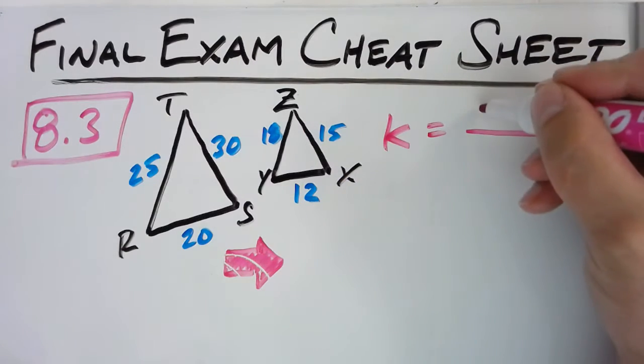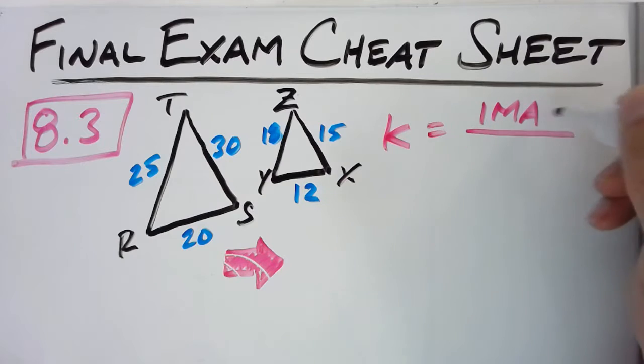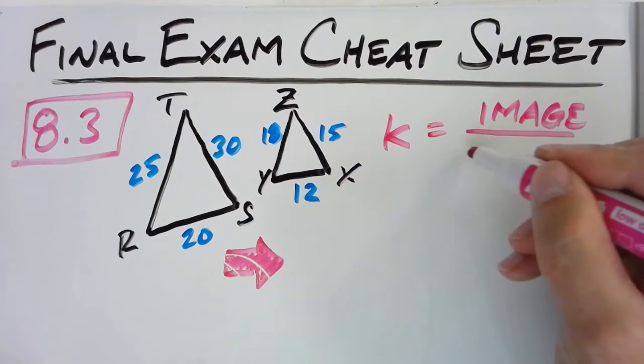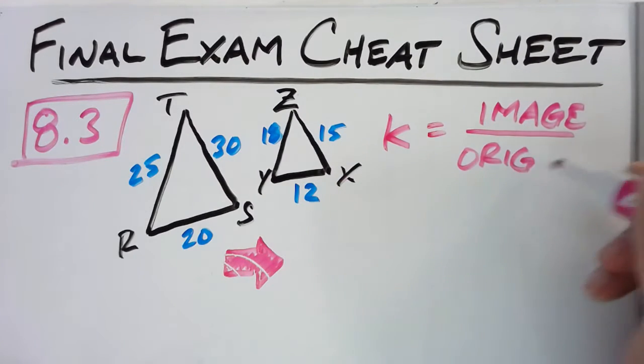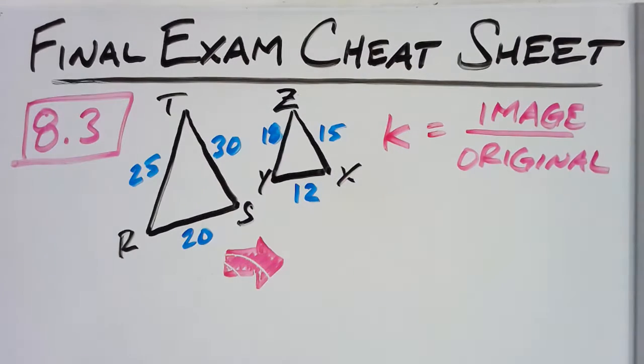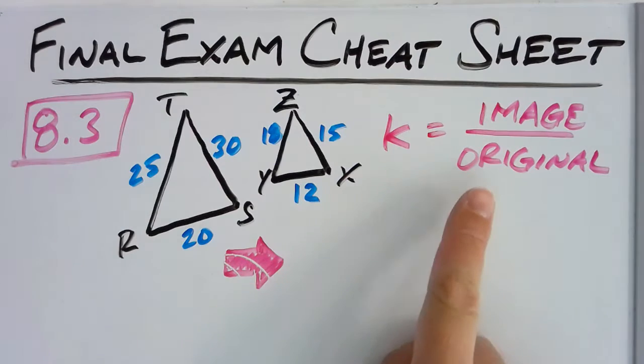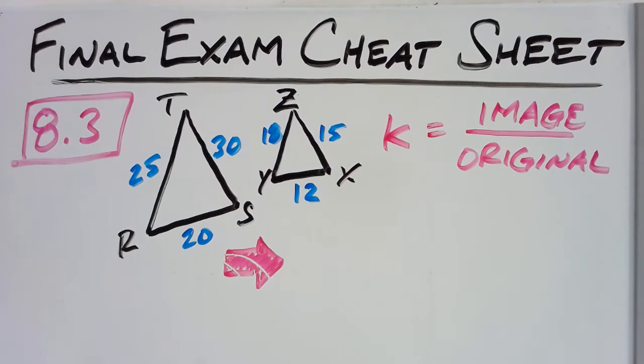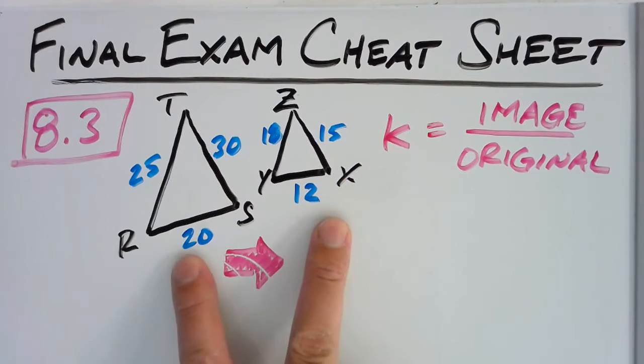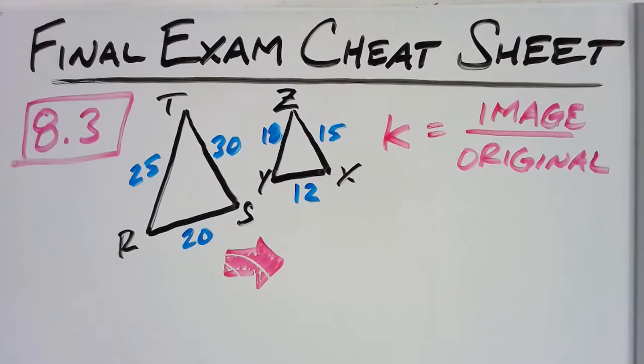We need to put it in the following order: some image length over its original length. So as long as we can identify corresponding pieces, we just simply have to put it into this fraction, reduce the fraction. That's our scale factor k. And again, because we're told immediately at the very beginning of this problem that these two figures are similar, I don't need to check any work or anything like that. I just need to pick one pair of corresponding sides.